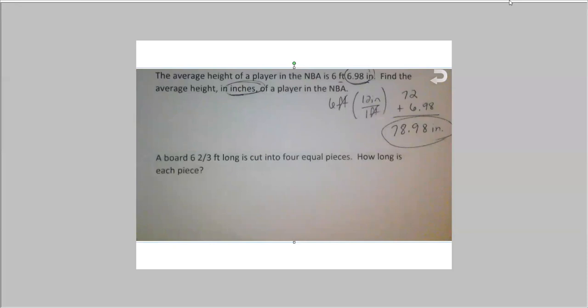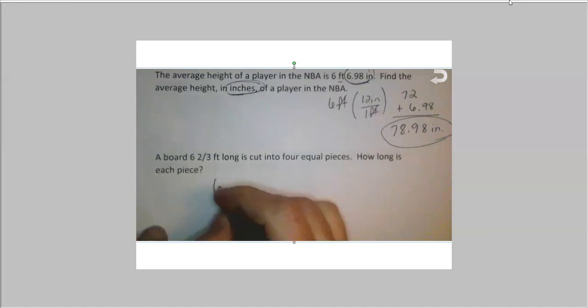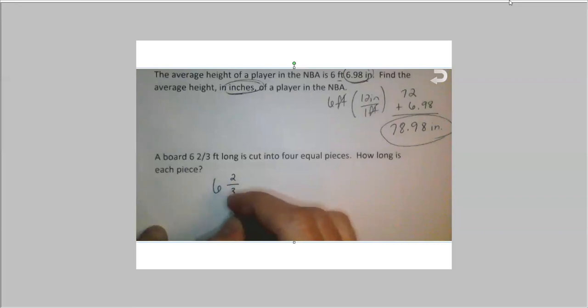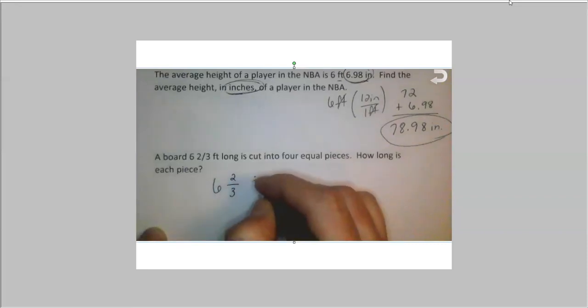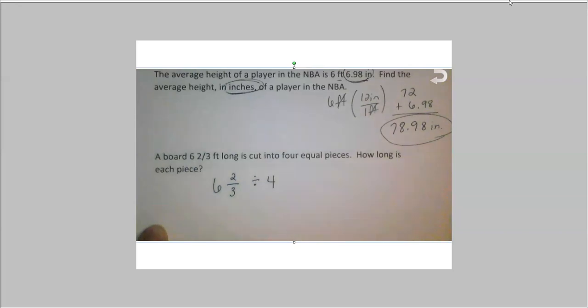Next one, a board that's 6 2/3 foot long. It's cut into 4 equal pieces. How long is each piece? So let me write this out. I have a board that's 6 2/3 foot. I am dividing that into 4 equal parts.